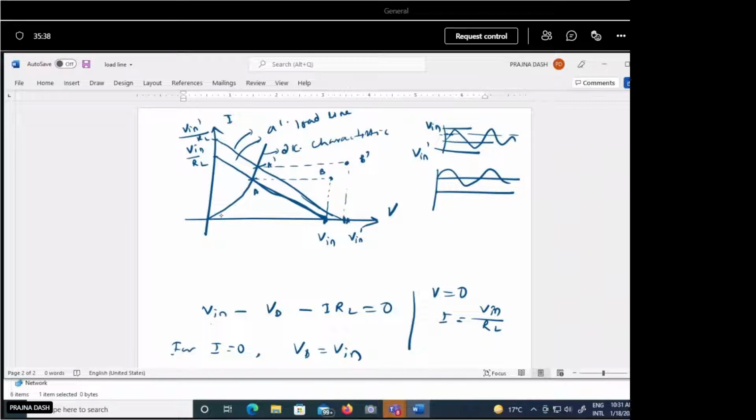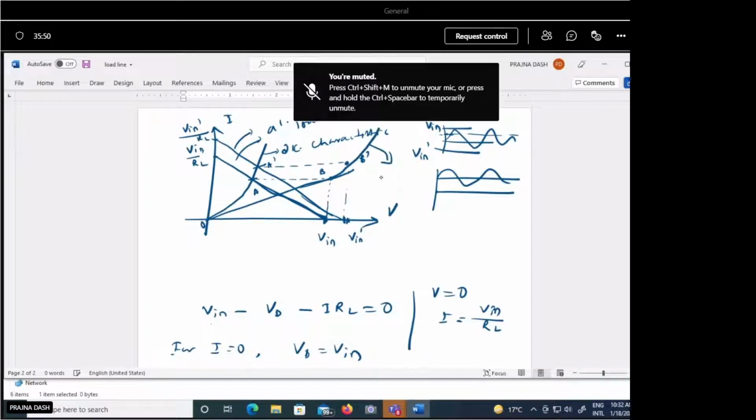And if you join these points, from this origin to this V in dash point, this kind of graph we will get. This is called the dynamic characteristics.